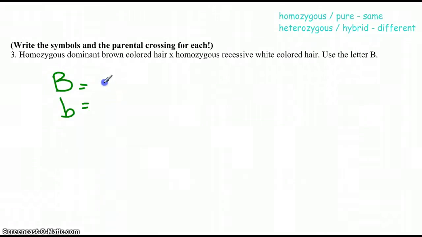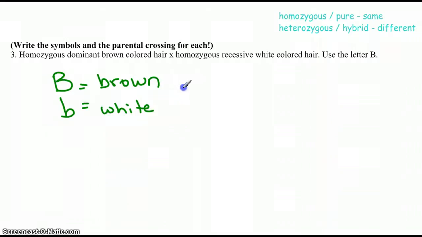Okay, so hair color. I've got brown and white. Dominant brown. So it tells me this time. So that's going to be brown for my capital B. And recessive white, lowercase b. Now my parents.